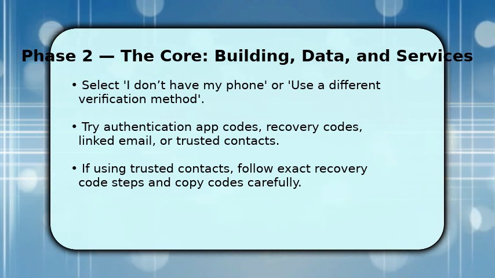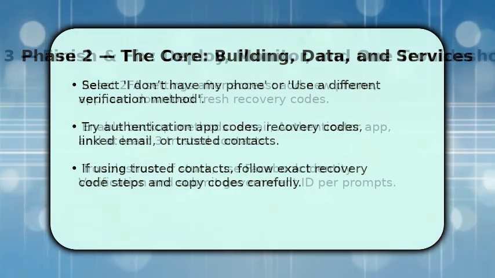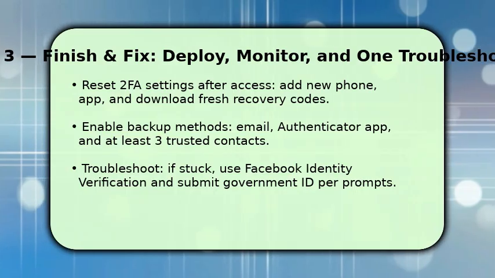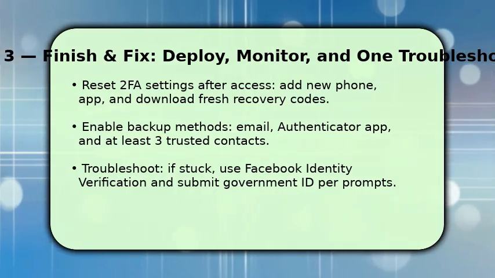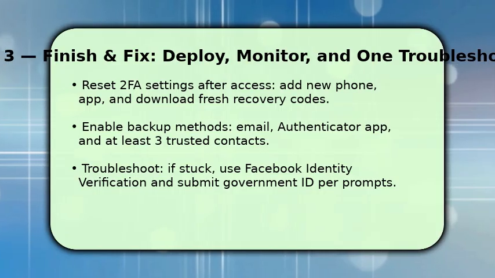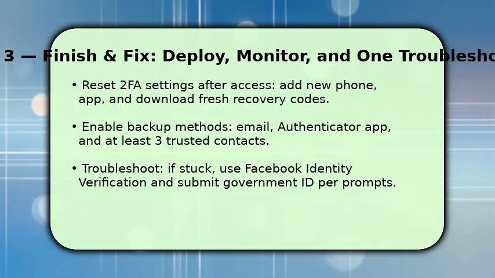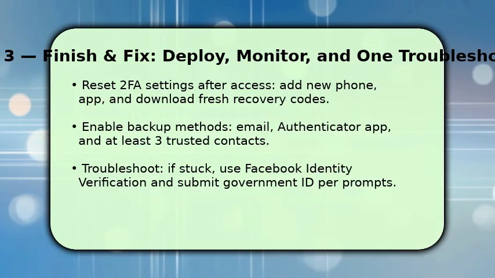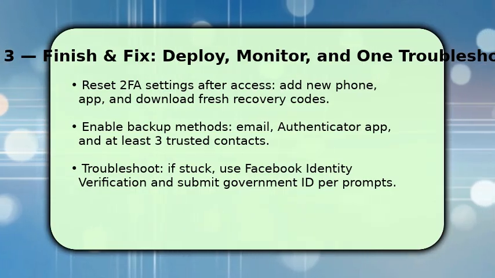Once you regain access, immediately update two-factor settings. Add a new authenticator app, confirm a current phone number, and download a fresh set of recovery codes. Store them in a secure place. Also enable a backup email and reselect trusted contacts so future issues are simpler.